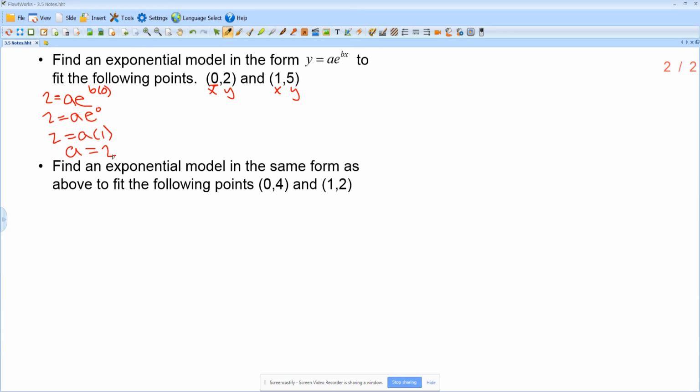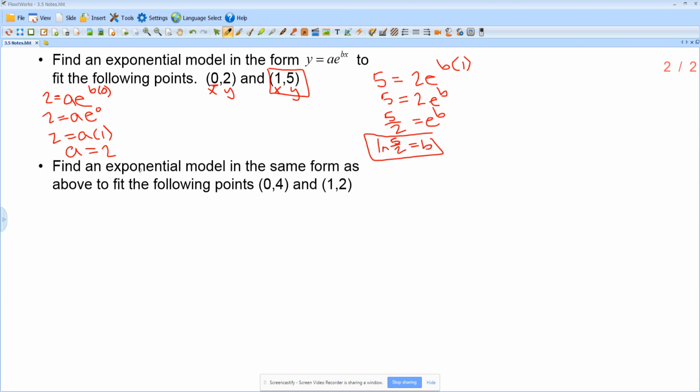Knowing that a equals 2, I'll now use this other coordinate and substitute 2 in for a. So I'll have 5 for y equals 2 for a, e to the b times 1 for x. That gives me 5 equals 2e to the b. So 5 halves equals e to the b. And if I'm trying to solve for b in this case, what I have to do is get rid of the e, which means I'll introduce natural log. So I'd get natural log of 5 halves equals b.